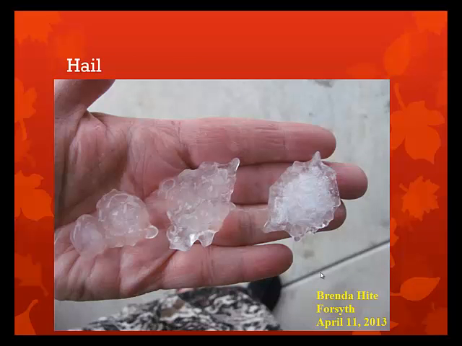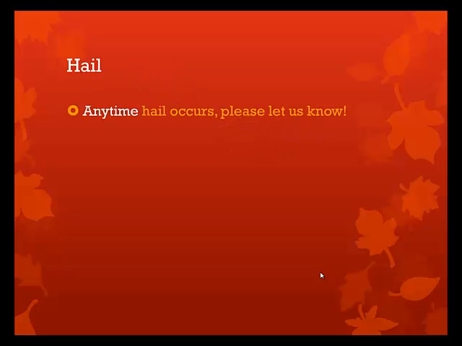The next item is hail. This is a picture from Forsyth, Illinois, back on April 11th, showing some fairly large hailstones that occurred on that particular day. It's important to us that you report any time that hail occurs, even if it's pretty small hail like the size of a BB or pea.